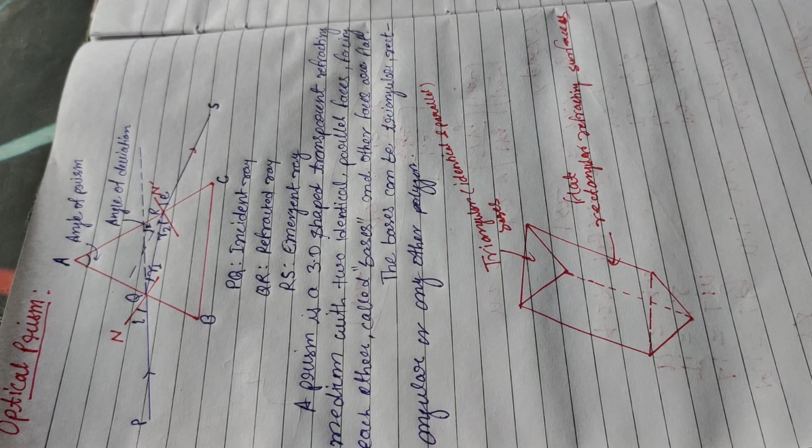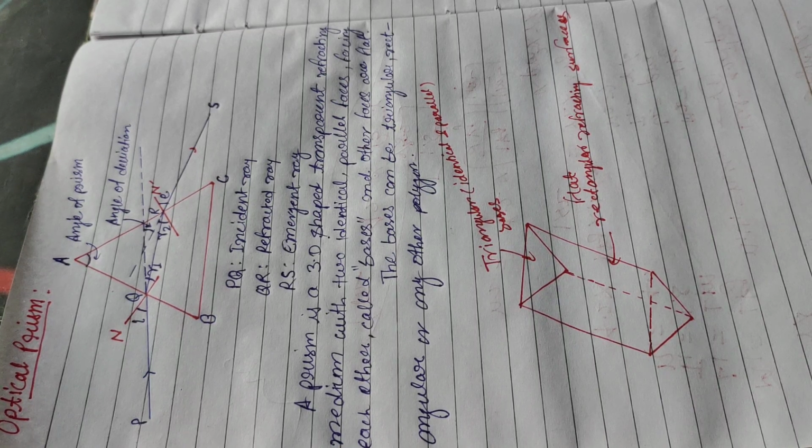Dear students, in this video we are going to discuss the optical prism. If we define an optical prism, then we can say it is a three-dimensional transparent refracting medium with two identical parallel faces facing each other, called bases, and other faces are flat. Such a structure is considered a prism.